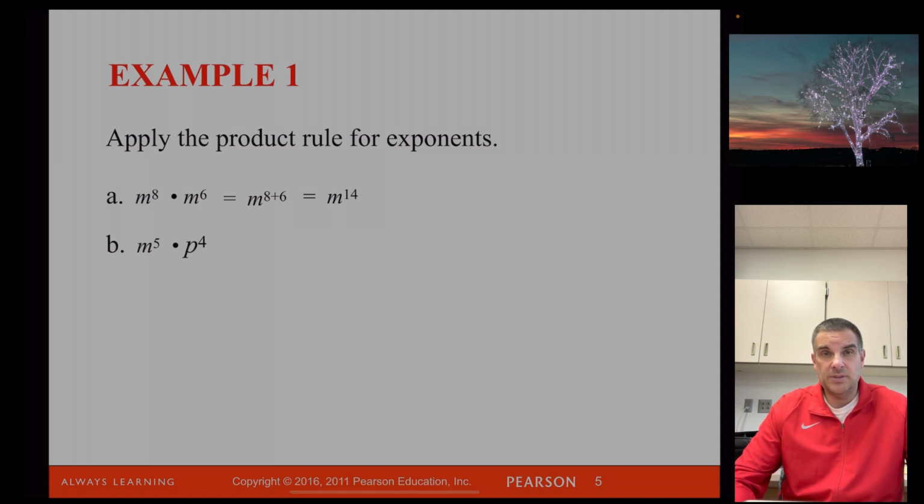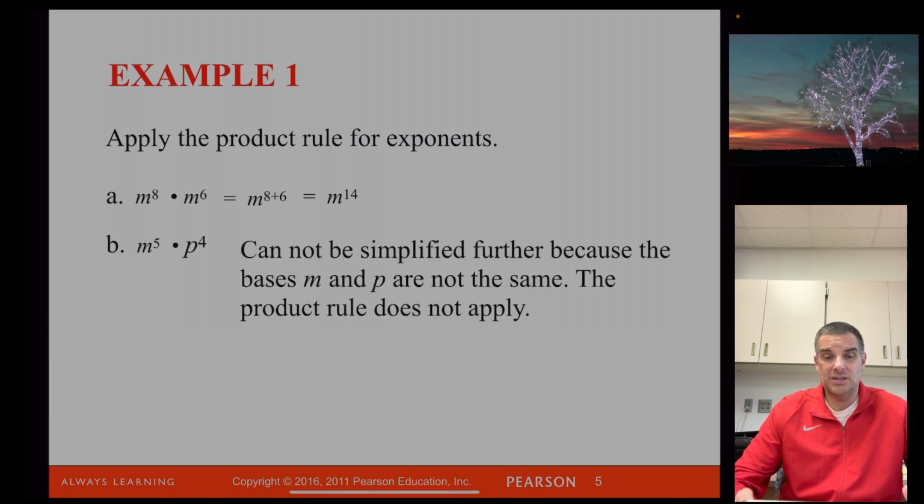M to the 5th times p to the 4th. Not the same base. If it's not the same base, there's nothing you can do. You're done. It can't be simplified any further because m and p are not the same base. So the product rule doesn't apply. It has to be the same base.